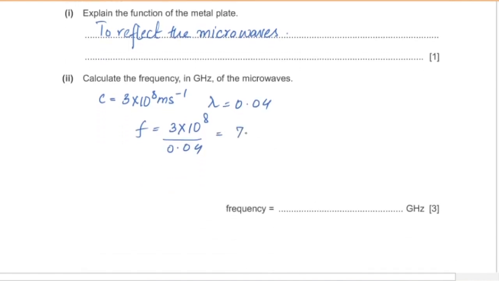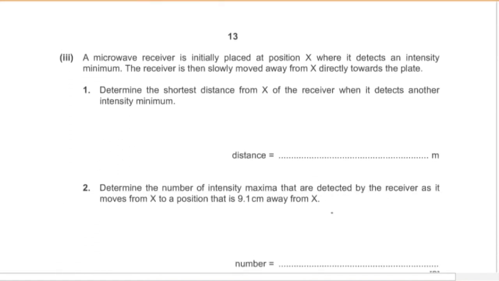This equals 7.5 × 10^9 hertz. We need to give our answer in gigahertz, so we divide by 10^9. So this becomes 7.5 gigahertz for the microwaves.